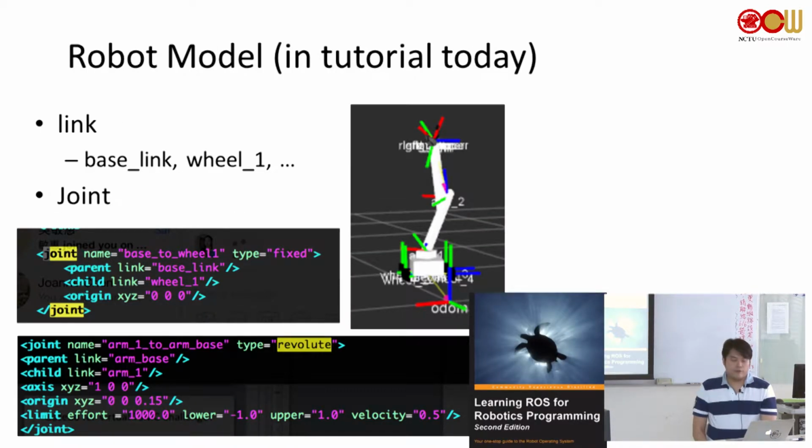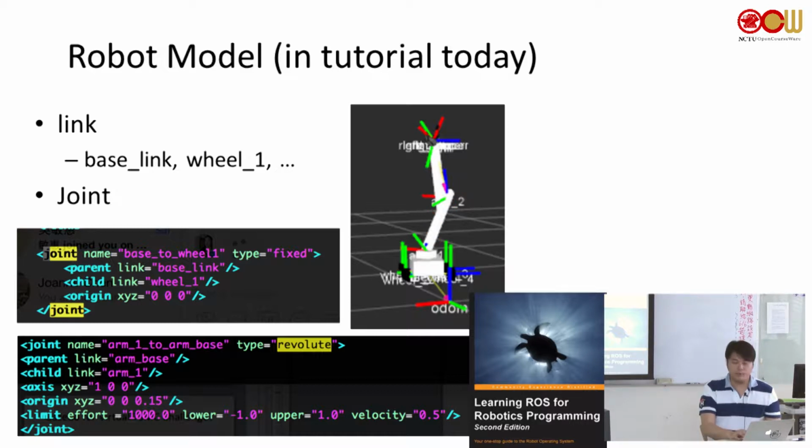Later, we will cover the robot model. Essentially, there is a file called URDF. Inside the URDF, you can define your own robot. For example, you can define some of the links, such as the base link, which is essentially one entity, and wheels 1, 2, 3, 4. There are 4 wheels over here. And then you can also define each one over here.